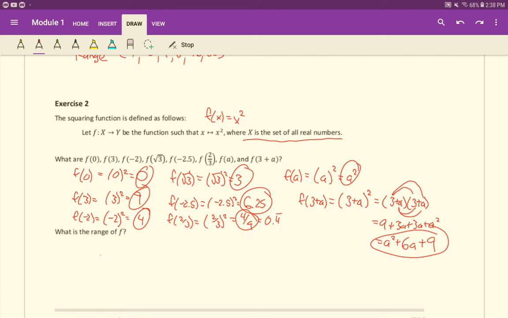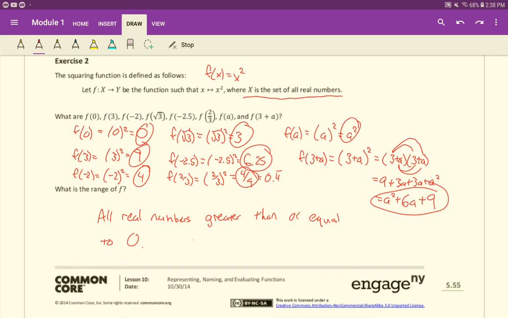It's going to be all real numbers greater than or equal to 0. We can get 0 if you square 0, right? 0 squared is 0. We see that right here. So that's the lowest y value, the lowest range value we'll have. But otherwise, we'll have positive numbers too. So it's going to be all real numbers greater than or equal to 0. You can also describe the range as, y is greater than or equal to 0, like that. That's another way to write it too.